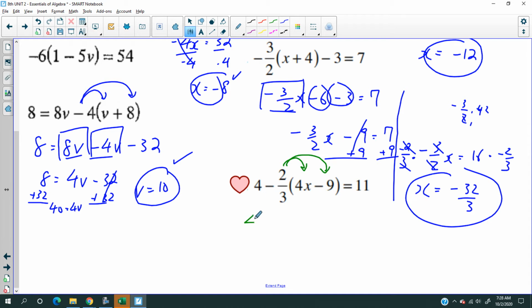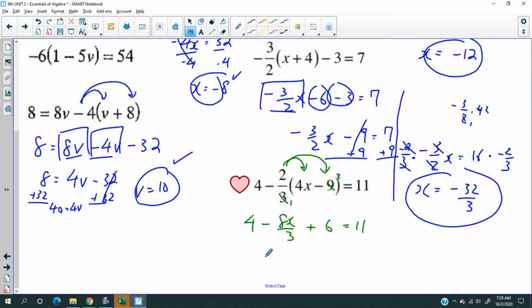All right. So here we've got 4. Now let's take a look. Negative times positive is a negative. So 2 times 4x is 8x over 3. Now negative times negative is a positive. Here I can actually cross cancel. 3 going into 3 once, 3 going into 9 3 times. So 3 times 2 is 6. Yep, positive 6, right? Equals 11.